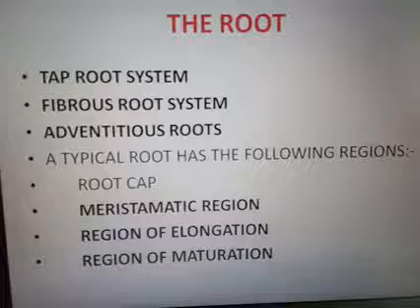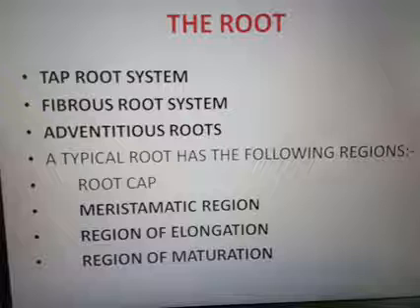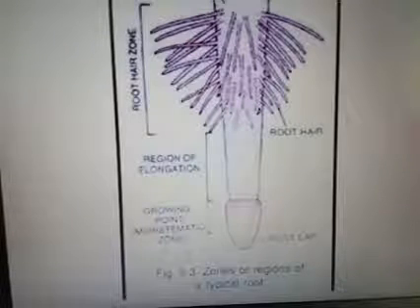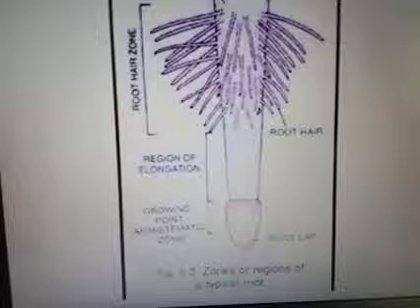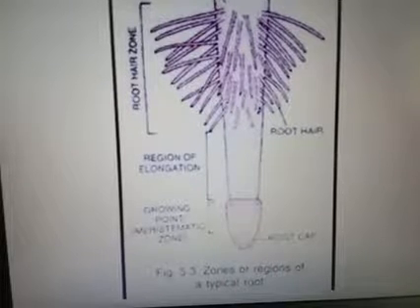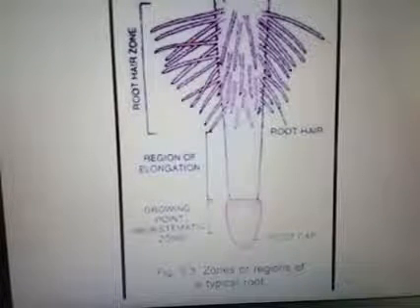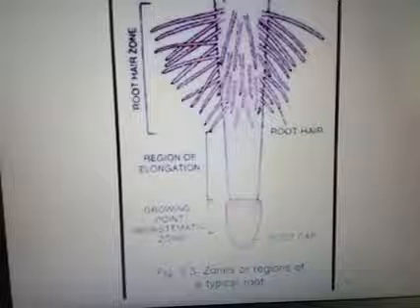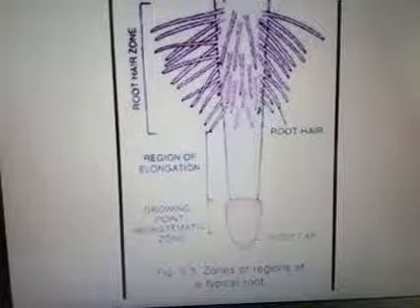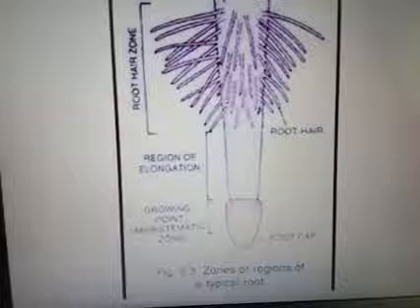A typical root has the following regions: root cap, meristematic region, region of elongation and the region of maturation. Please look at the structure here. This portion is the root cap region. The first one is the root cap, and it protects the meristematic cells.